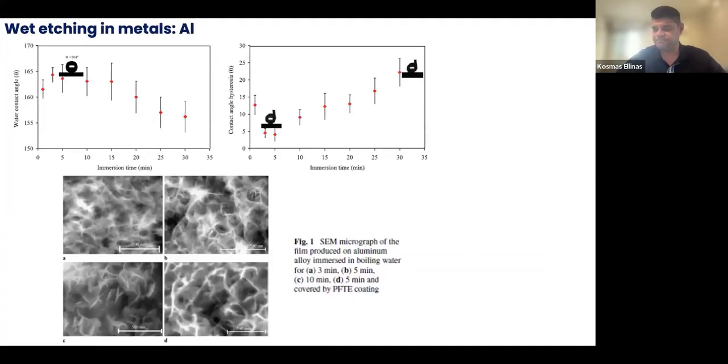In metals, we can find several examples of wet etchants. Here I have the simplest one, in which we have aluminum immersed inside boiled water, creating these nanoscale features that can provide a super hydrophobic behavior, so repulsion of liquids on the surface. This topography is simply created by immersing aluminum substrates in boiling water.